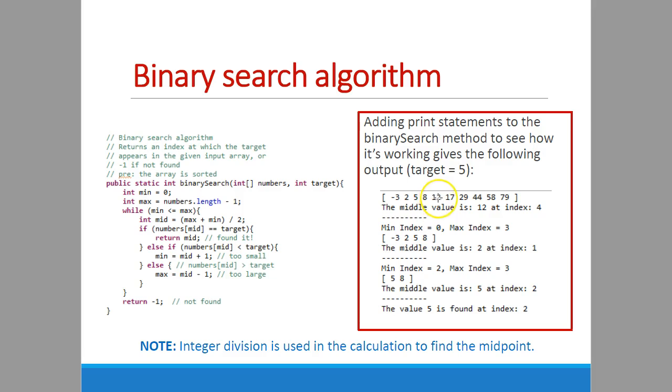So we start looking at element 12, and the value that we are looking for is a target of 5. So we know that 5 is less than 12, so we know we need to look on this half of the list.